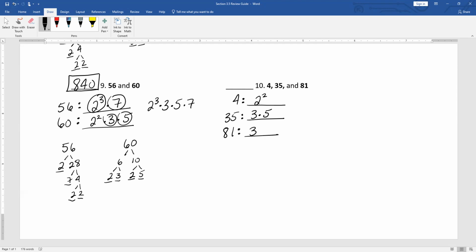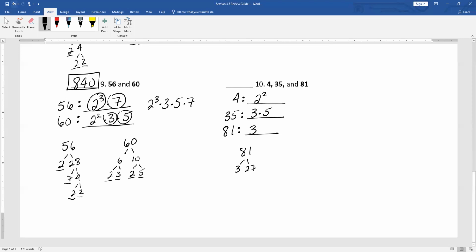We could break down 81 just so I can show you. So this is 3. 3 goes into 8 2 times with 2 left over, and 3 goes into 21 7 times. So 3 times 27. So 3 goes into it again 9 times, and then 9 breaks down to 3 times 3. So 3 to the power 4 equals 81.